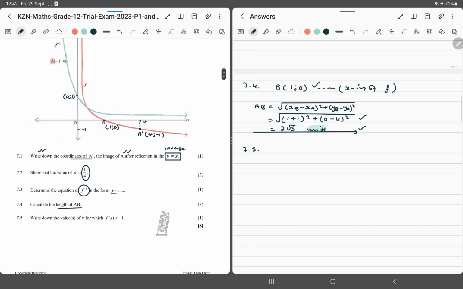7.5. Guys, I'm losing the time. I thought I was going to conserve it.